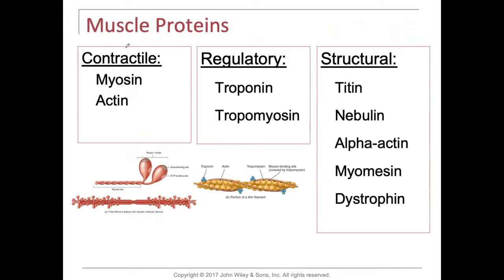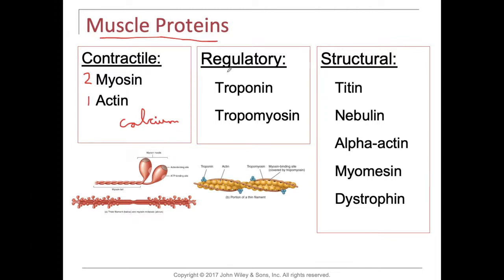Now, we're going to talk about the different types of muscle proteins. We have contractile proteins, and you've heard me use these terms, actin and myosin. Actin and myosin are the contractile proteins on which calcium is going to have some sort of impact to make the muscle contract. We're going to get into that in this video. What is calcium's role here?